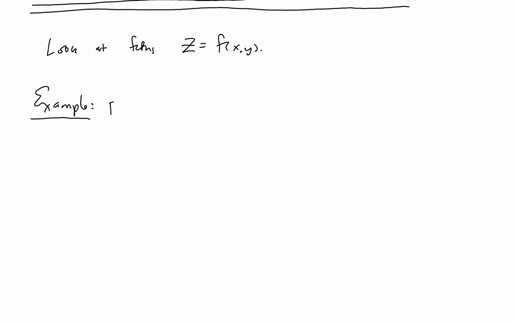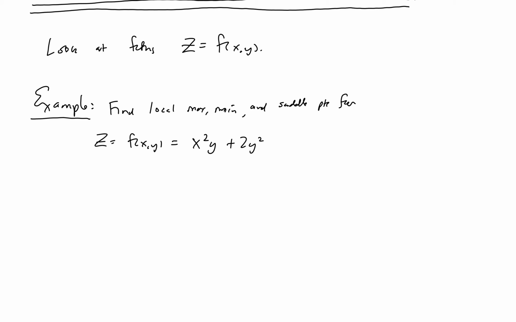So let's find the local max, min, and saddle points for z equals f of x, y, and we'll take our function here to be x squared y plus 2y squared minus 2xy plus 6.